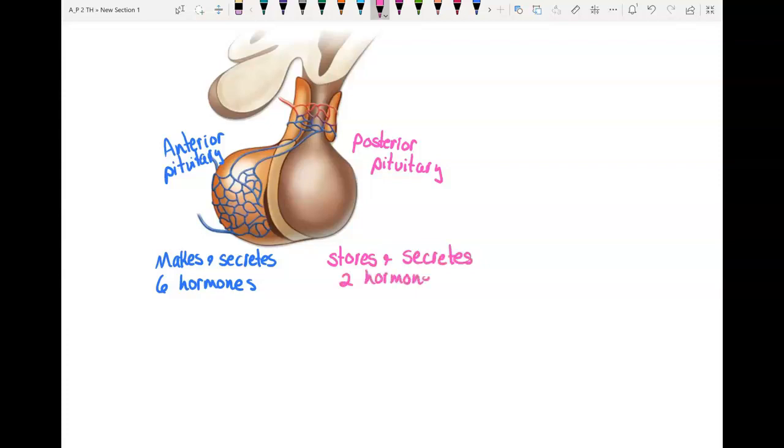These hormones are made by the hypothalamus. So the hypothalamus makes them, then it sends them to the posterior pituitary and it says, here, hold these until I tell you to secrete them. So both of these are under the control of the hypothalamus.